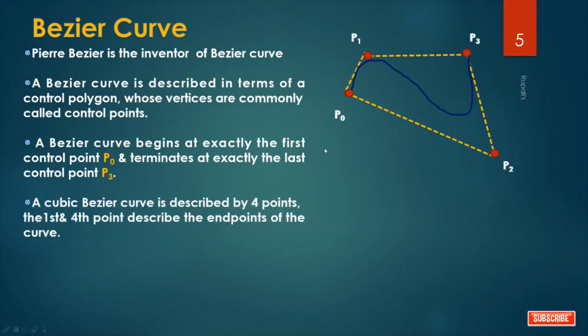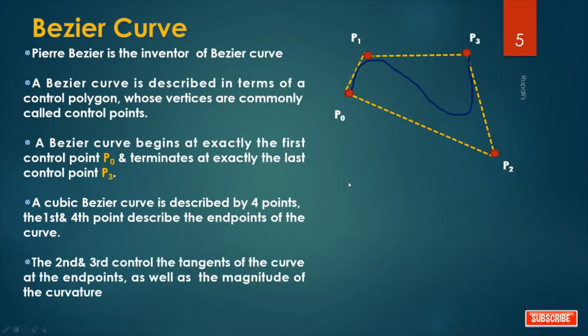A cubic Bezier curve is described by 4 points. The first and fourth points describe the endpoints of the curve. So, P0 is the first point and P3 is the last point. These two are the first and end point of this curve. The second and third control the tangents of the curve at the endpoints as well as the magnitude of the curvature. So, the second and third, P1 and P2, control the shape of the curve.